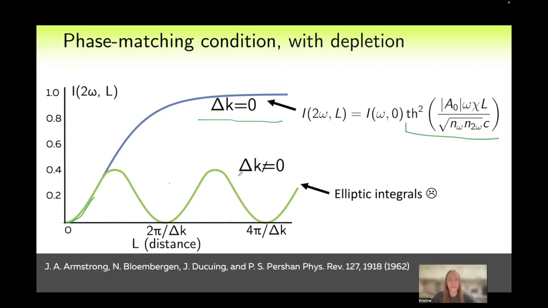But if delta k is not equal to 0, which is actually what happens in real life, the intensity will not be described by any simple function. It will be expressed through elliptic integrals. However, the graph shown here demonstrates that the intensity of second harmonic will increase and then return to 0. This behavior is related to the fact that individual atoms of the medium are out of phase, and at some point the phases cancel each other out, causing the intensity to drop to 0.